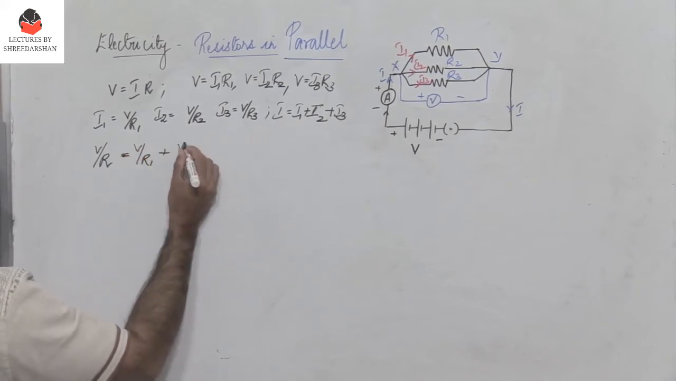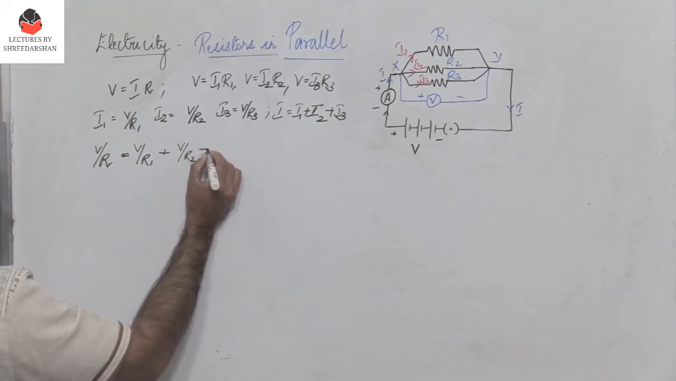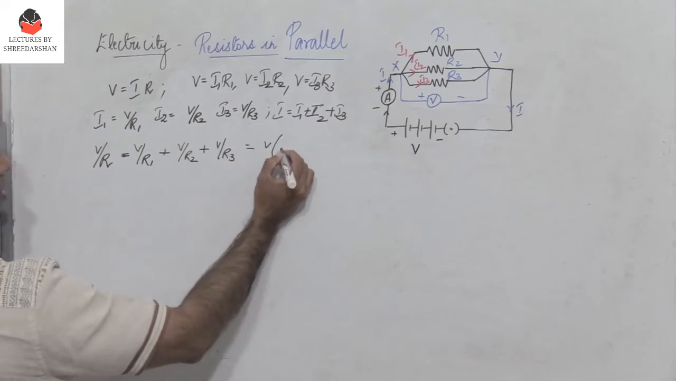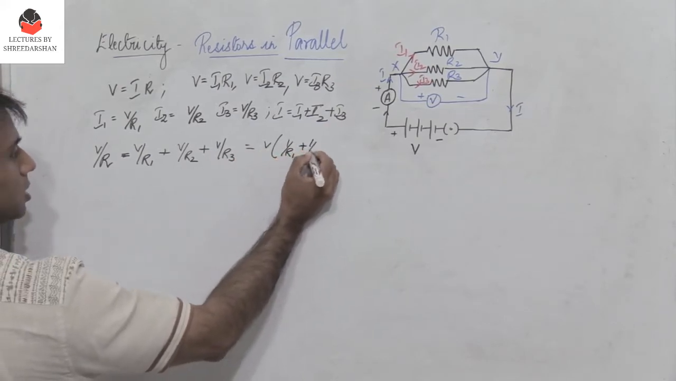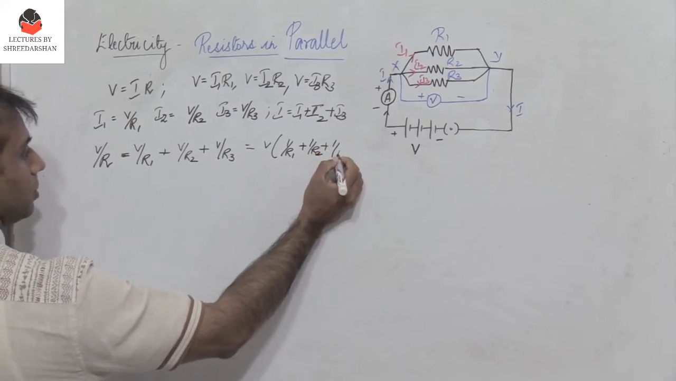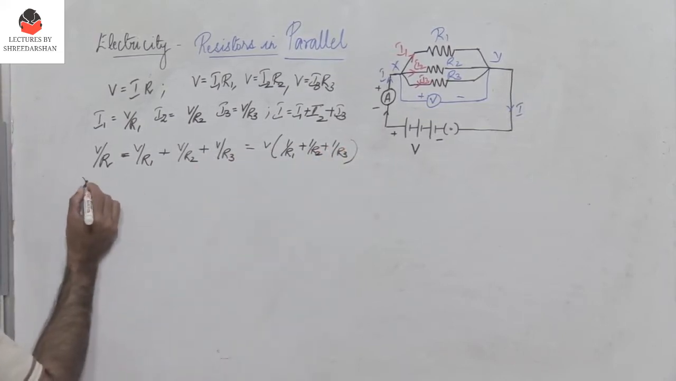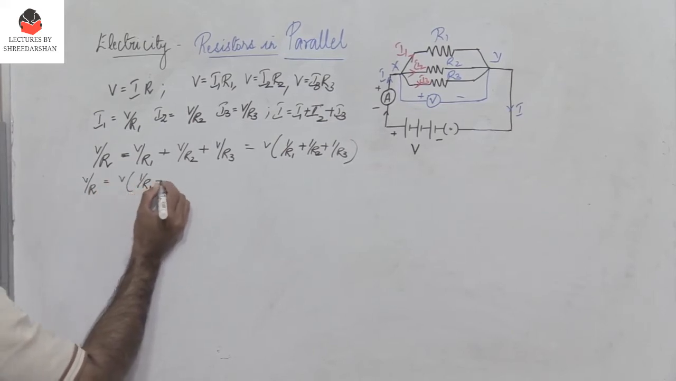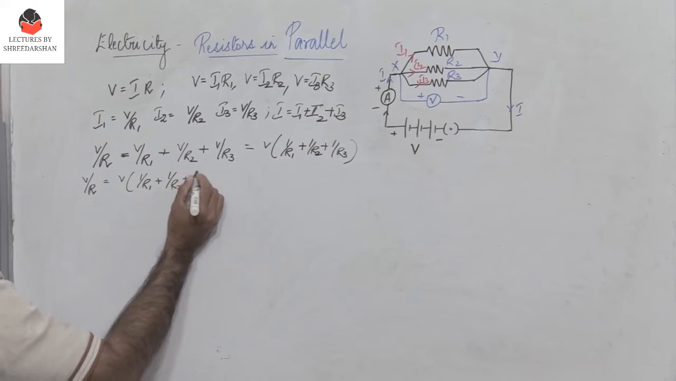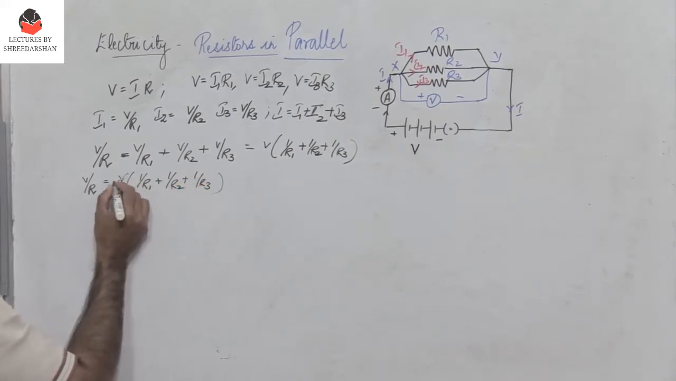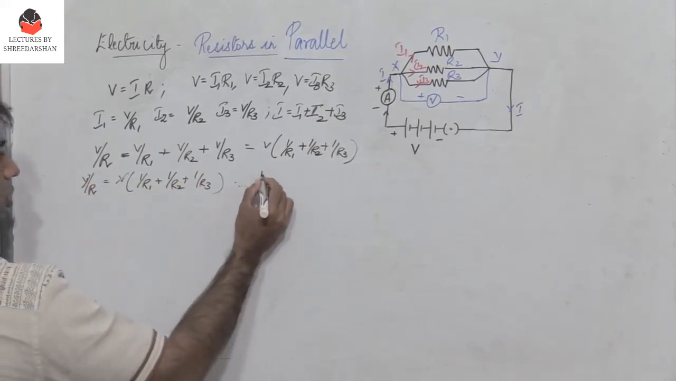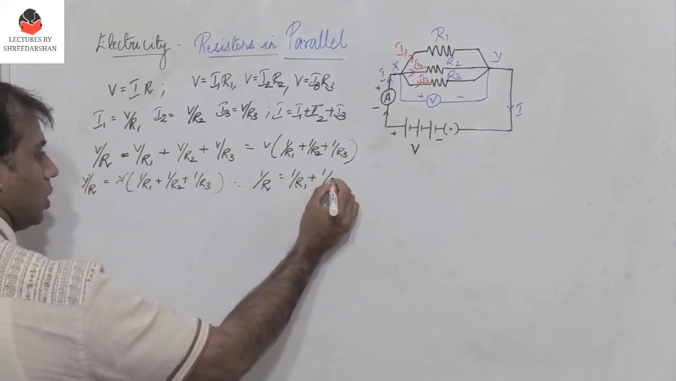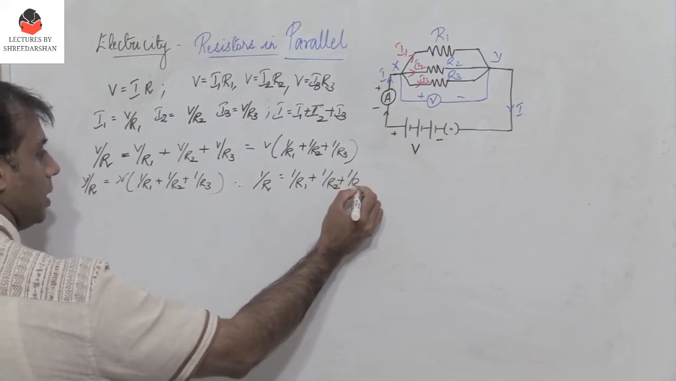Plus what is I2? V by R2. And what is I3? V by R3. So let me take V common. I get 1 by R1 plus 1 by R2 plus 1 by R3. So I have V by R equals V into 1 by R1 plus 1 by R2 plus 1 by R3. V and V gets cancelled. So therefore 1 by R equals 1 by R1 plus 1 by R2 plus 1 by R3.